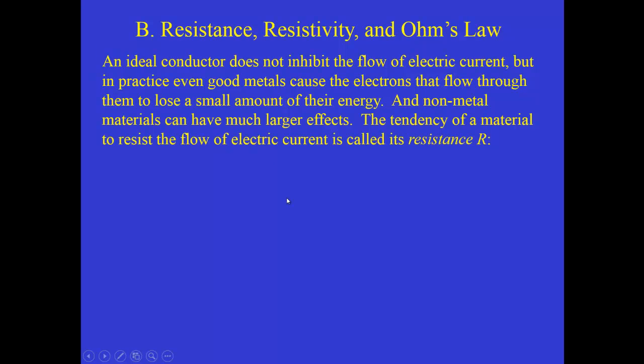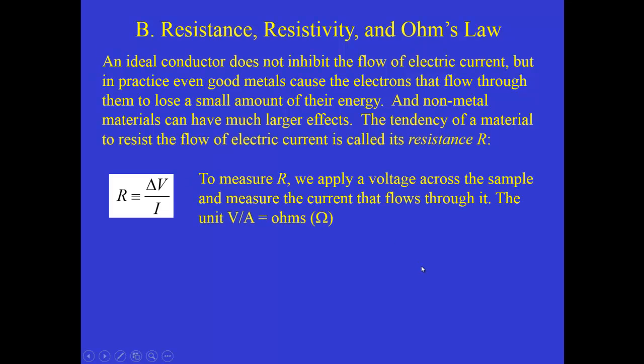So the tendency of a material to resist the flow of current is called its resistance, and we define it in a way that easily can be measured experimentally like this. If you were to apply a voltage across a sample and you measure the current flowing through it, then the ratio of those two is the resistance. Of course, the unit here is volts per amp, and we give the name ohms to that, named after the German scientist of the 19th century, Georg Ohm.